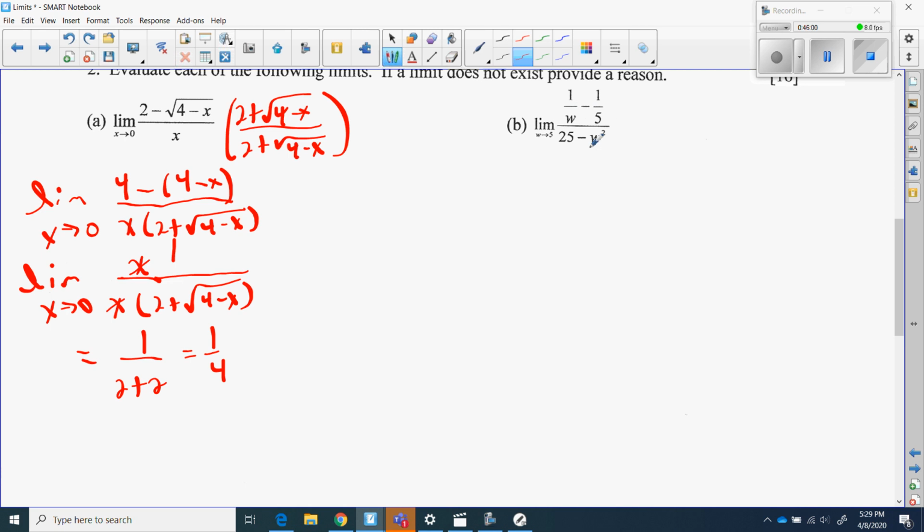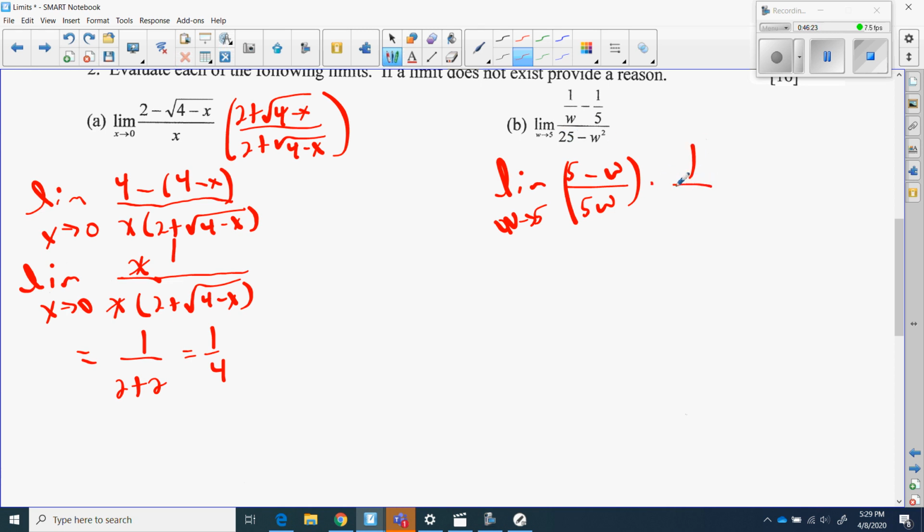Again, should be a dead giveaway in this one. Fractions within a bigger fraction. Use common denominators. Limit as w goes to 5. Common denominator of w and 5 is 5w. First fraction I have to multiply by 5. Second fraction I have to multiply by w.